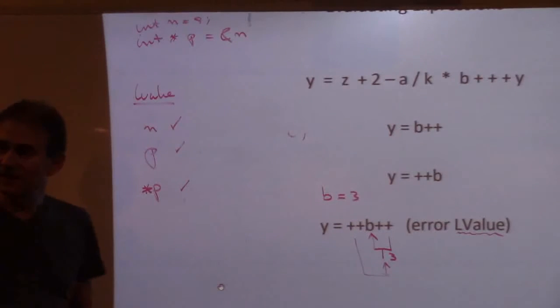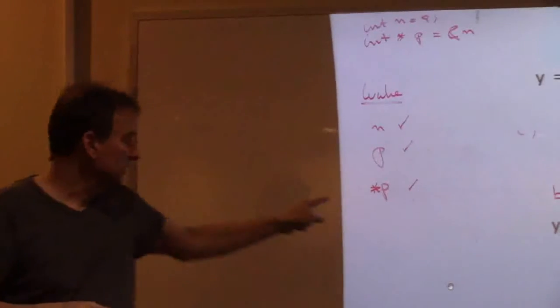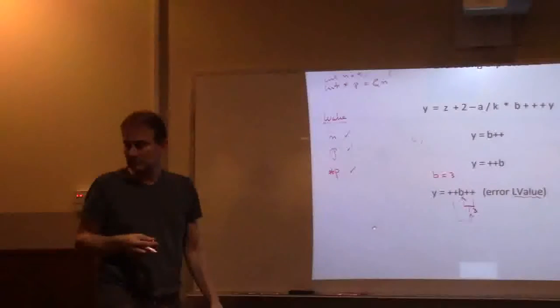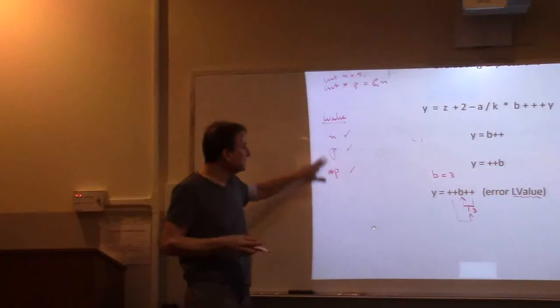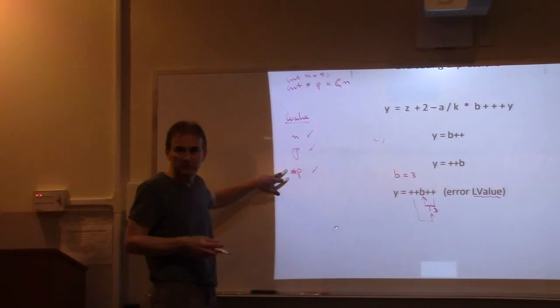Star p has an L value. Why? Because p is an address. Star p is n, and n has an L value. So therefore star p has an L value. So the compiler will let you have this, this, or this on the left side of an assignment.